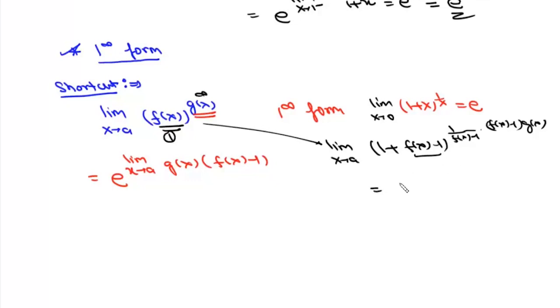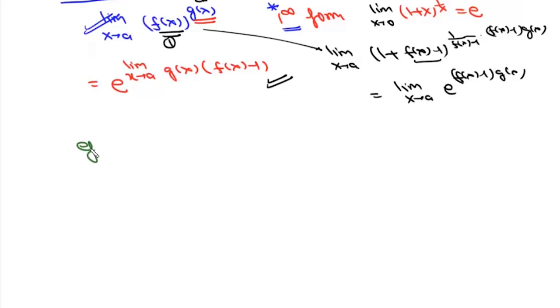So we can simply write this as this limit x tends to a e to the power (f(x) minus 1) into g(x), and hence this shortcut. But one thing you have to keep in mind is that it is only applicable in the case of 1 to the power infinite form. So if you use the shortcut for any other form, it won't give you the right answer. But if the limit is of the form 1 to the power infinite, mostly we'll be using this shortcut.